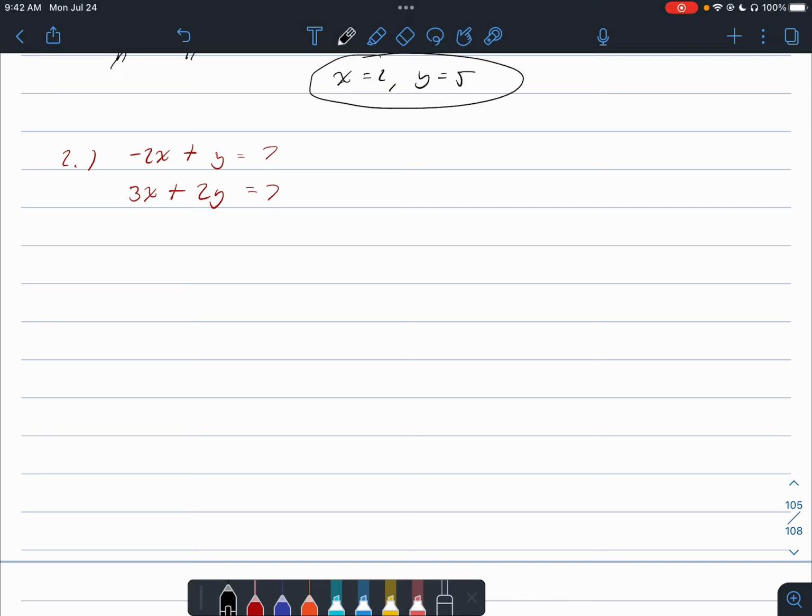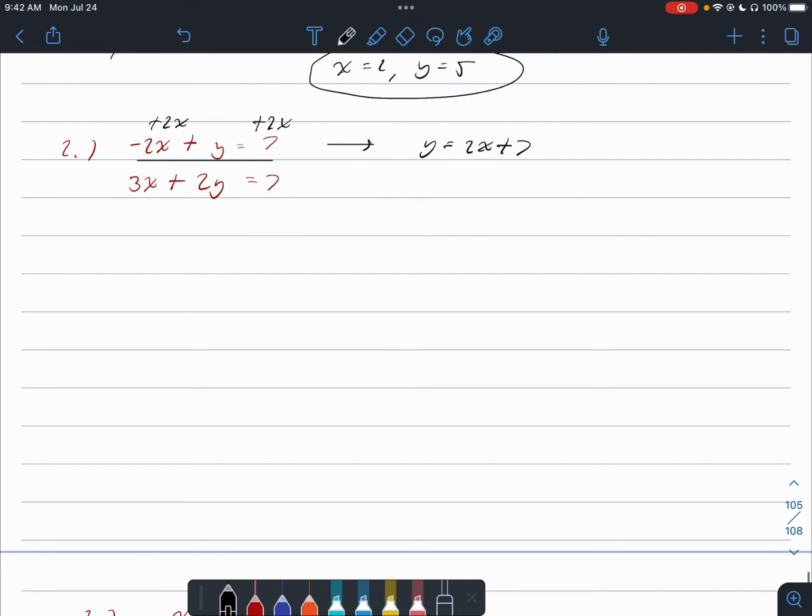So the first thing we ought to do is isolate one of our variables. You can pick any variable in any equation here to try and isolate, but I see one in the first equation that seems to make the most sense. So here we have negative 2x plus y equals 7. If we just add 2x to both sides of this equation, we're going to have y is equal to 2x plus 7.